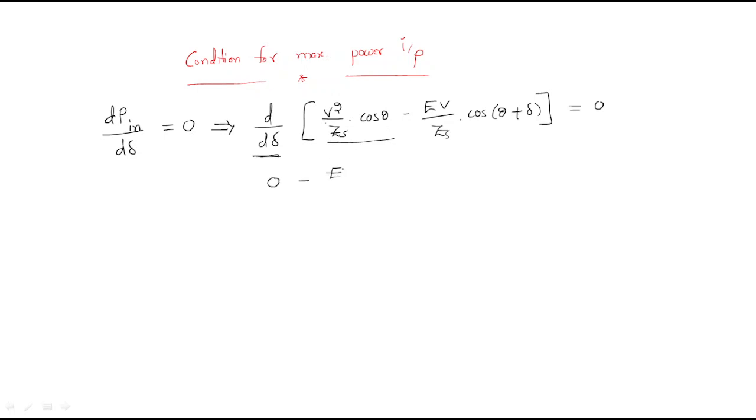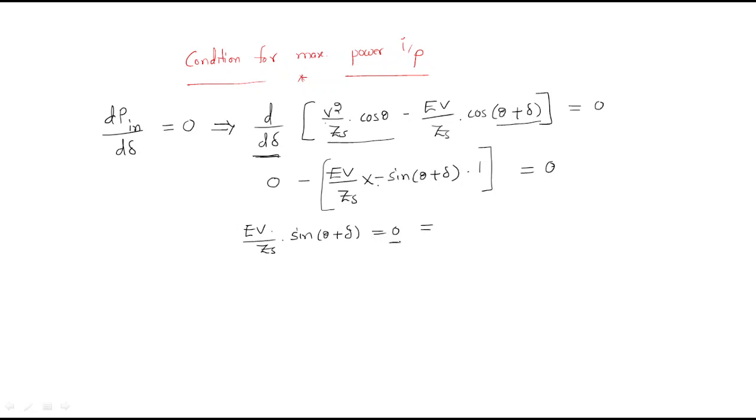Next, EV by Zs is a constant, and the derivative of cos(theta plus delta) becomes minus sin(theta plus delta), since theta is 0 and delta's derivative is 1. So finally we get EV by Zs sin(theta plus delta) equal to 0.